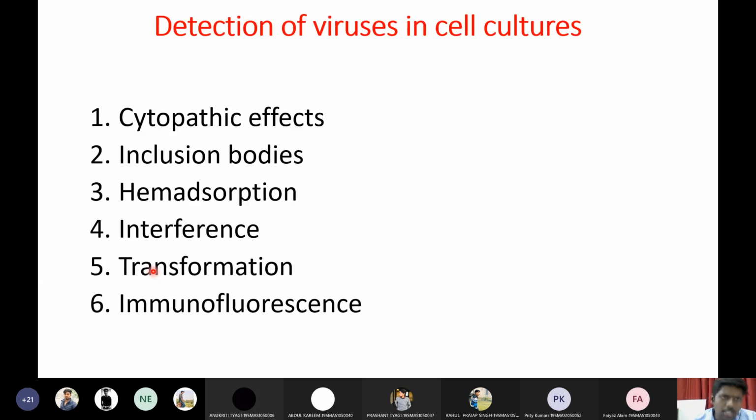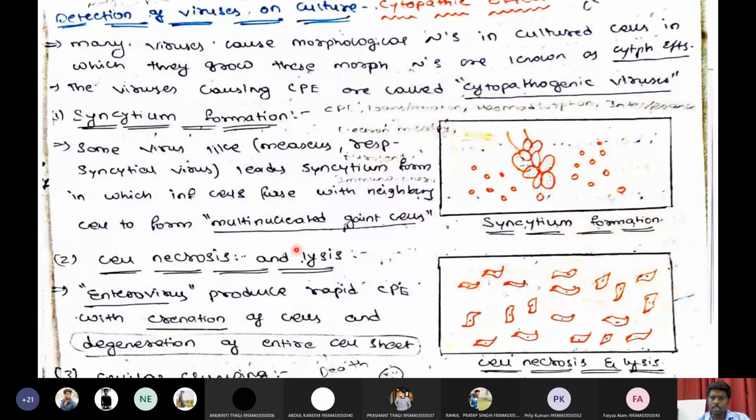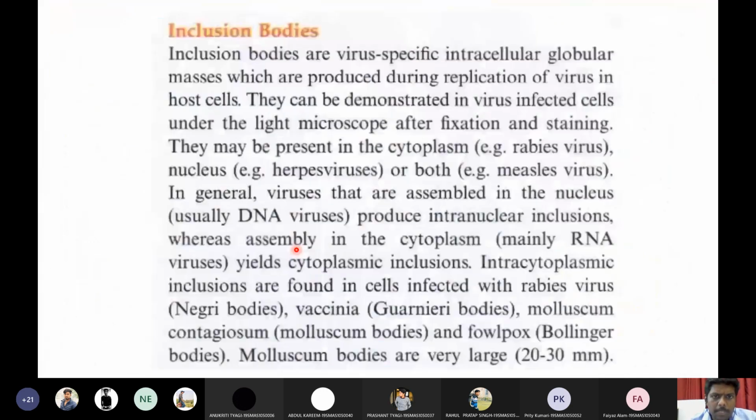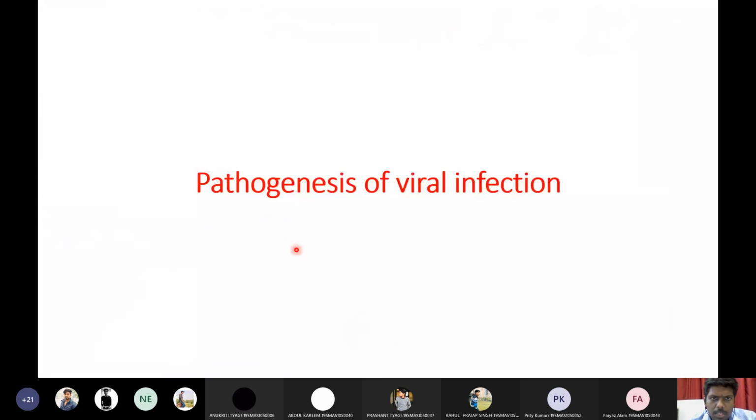In the last lecture, we discussed detection of viruses in the culture media. These viruses can be detected by cytopathic effects, inclusion bodies, hemadsorption, interference, transformation, or immunofluorescence test. This you already know, so I'm skipping this part of the lecture because you already know all of this.